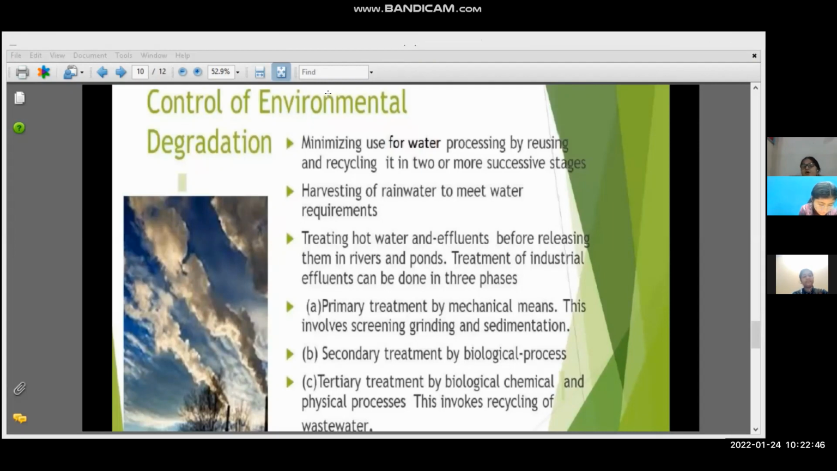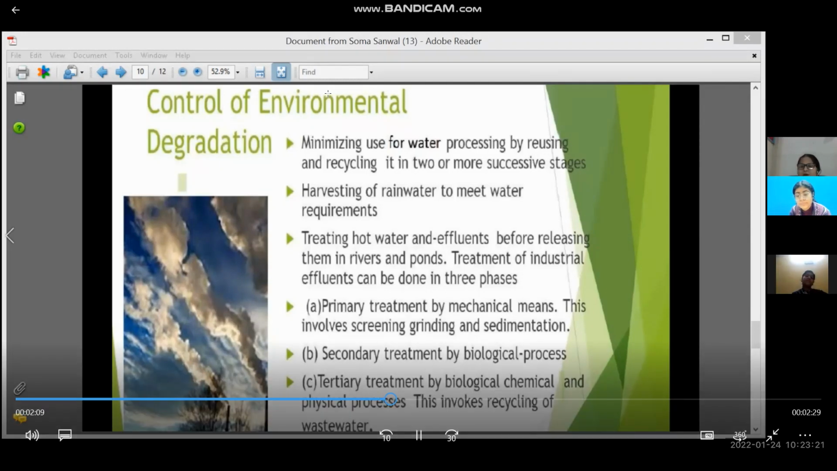Then, treating the hot water and effluents before releasing them in rivers and ponds. I told you the thermal power plants release hot water along with some chemicals into the water bodies. Now all the aquatic animals live in a particular environment, and if this hot water is released into the water bodies, then their environment gets affected. So therefore, we have to treat these effluents, we have to cool them, and we have to remove the impurities, then only we can release it into the water bodies.